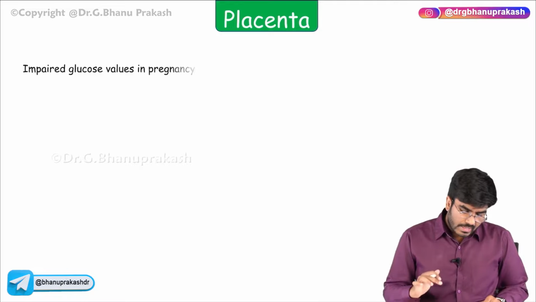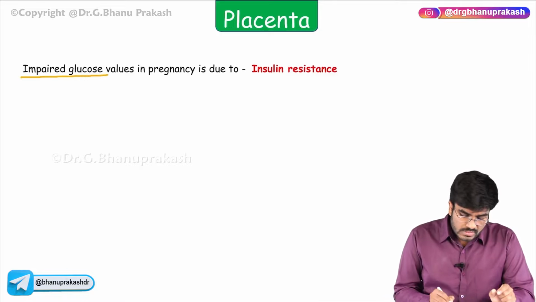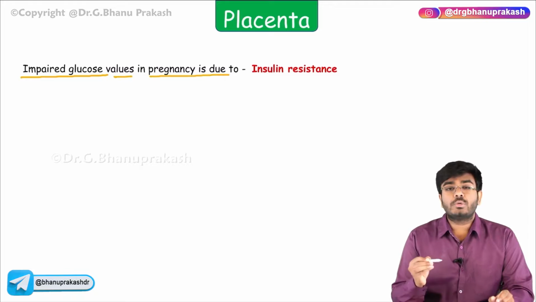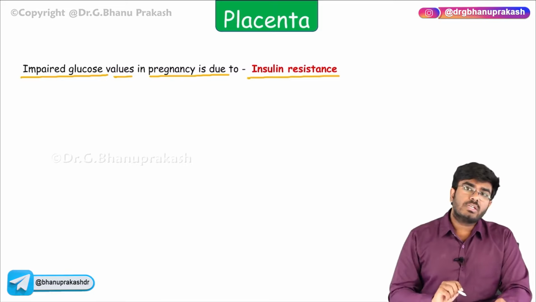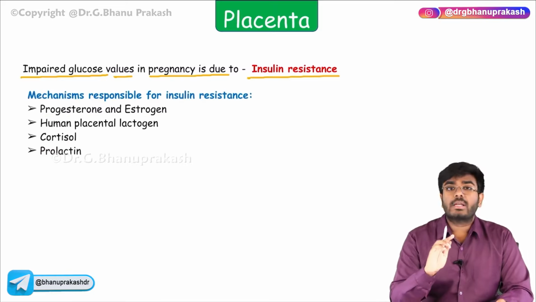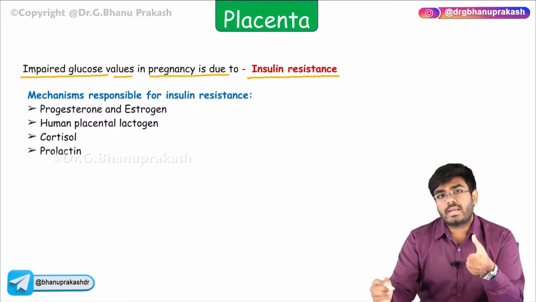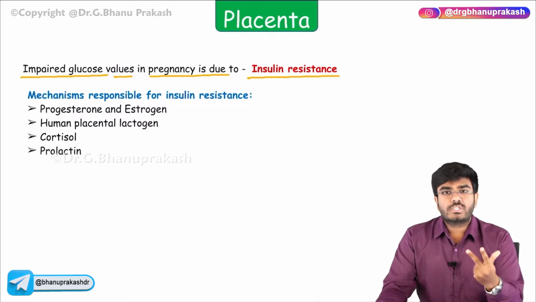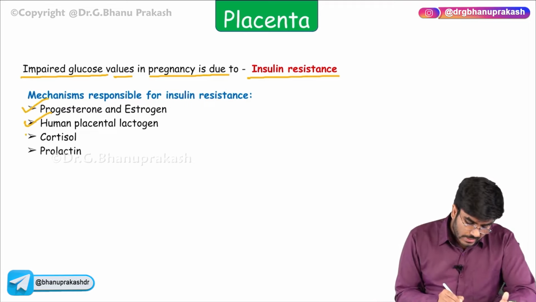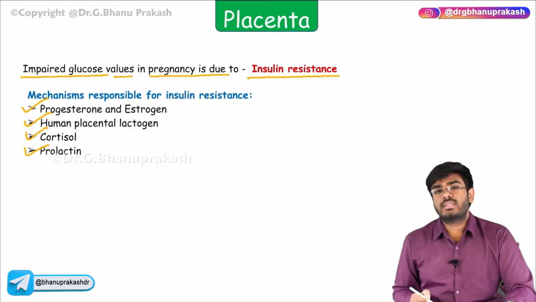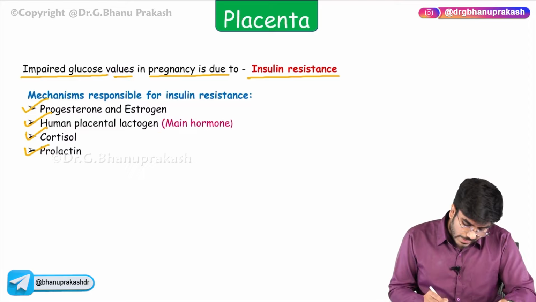Now after this, let's see this point, very important point. Increased glucose values in the pregnancy is due to insulin resistance, no doubt. And the insulin resistance is because of human placental lactogen. Remember that not only human placental lactogen, estrogens, progesterone, cortisol and prolactin, all these hormones can also cause insulin resistance. But the main important hormone is human placental lactogen.